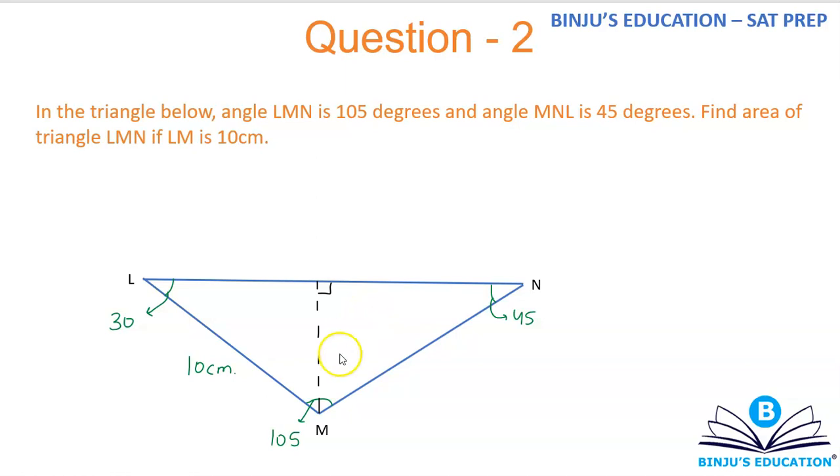Now when you drop this perpendicular, let me name this as O. Now let's talk about triangle NOM. One angle is 45, one angle is 90, so the other will automatically be 45. If this is 45, the other part will automatically become 60. You can again see that your triangle will be divided into two parts: first having angles 45, 45, 90, second having angles 30, 60, 90.